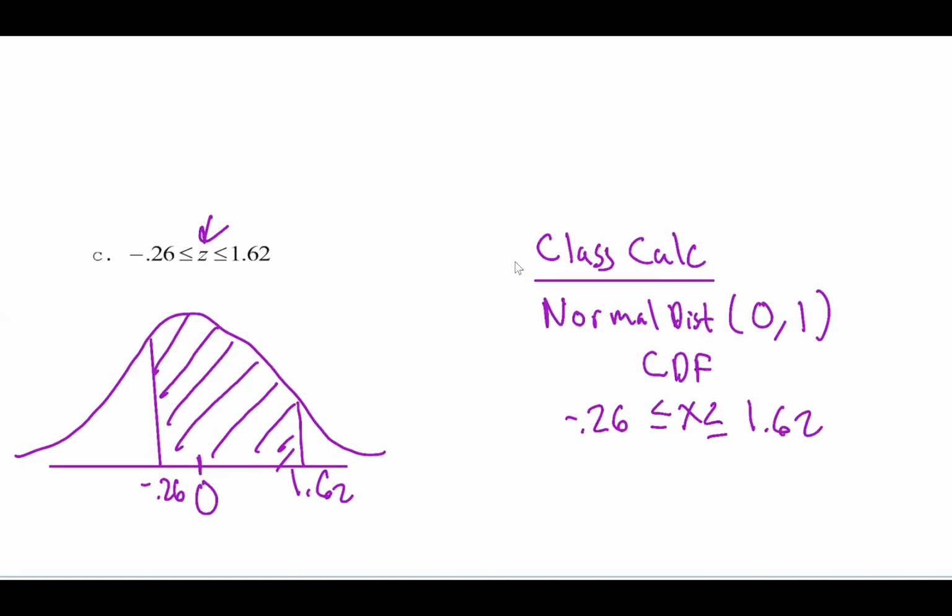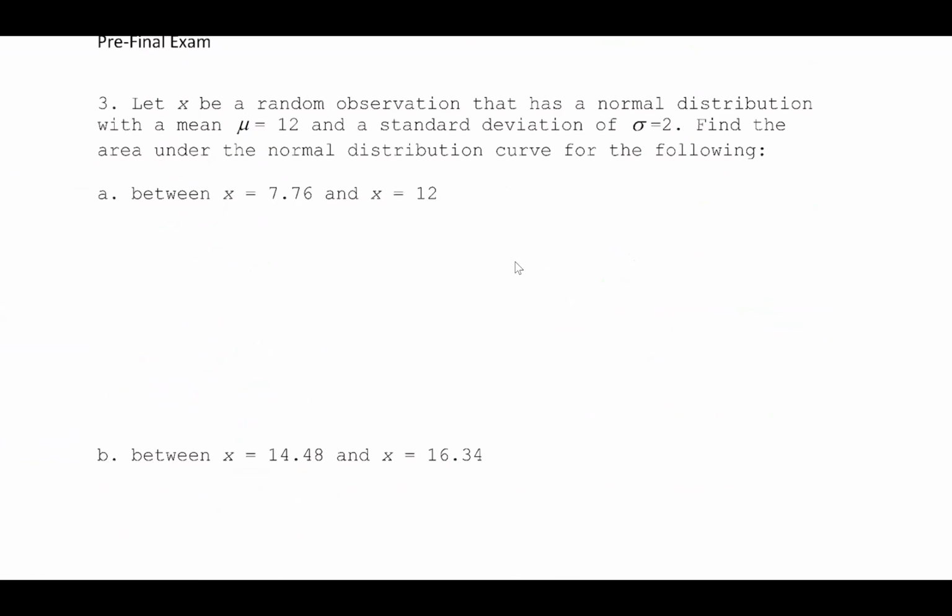All right. So let's go to 3. So 3, if you look at it: let X be a random observation that has a normal distribution with a mean of 12 and a standard deviation of 2. It says find the area under the normal distribution curve for the following. They tell us it's a normal distribution, so that means the mean and the standard deviation are not going to be 0 and 1.